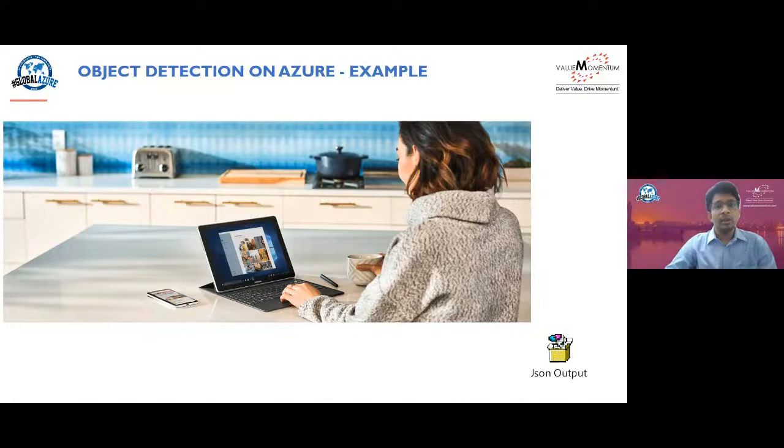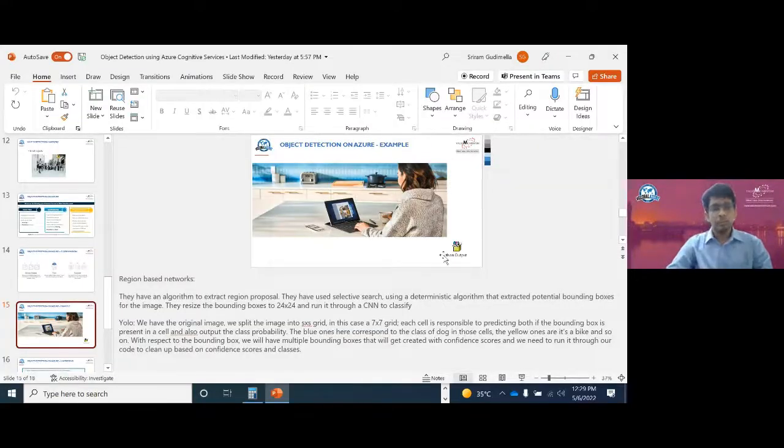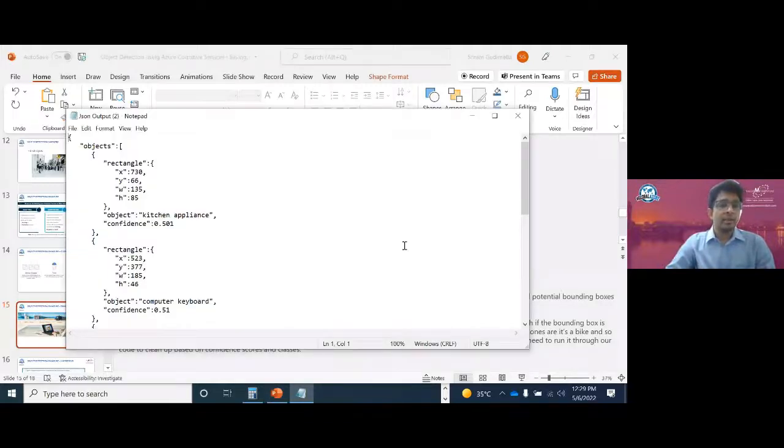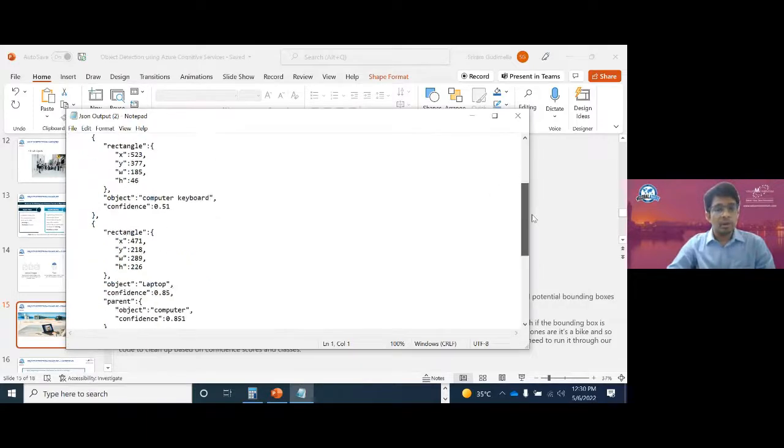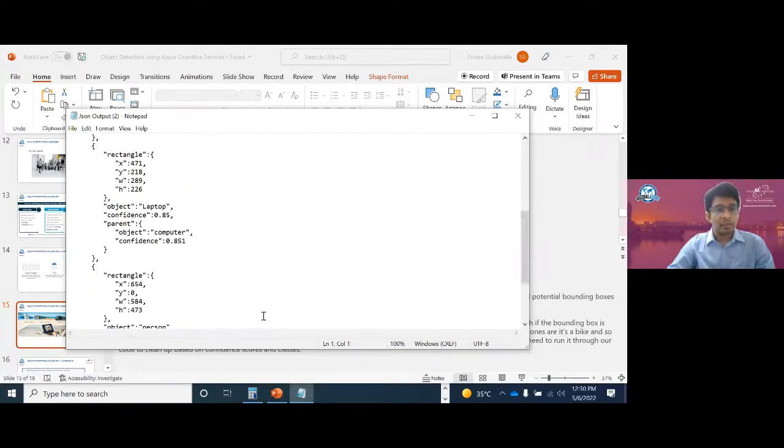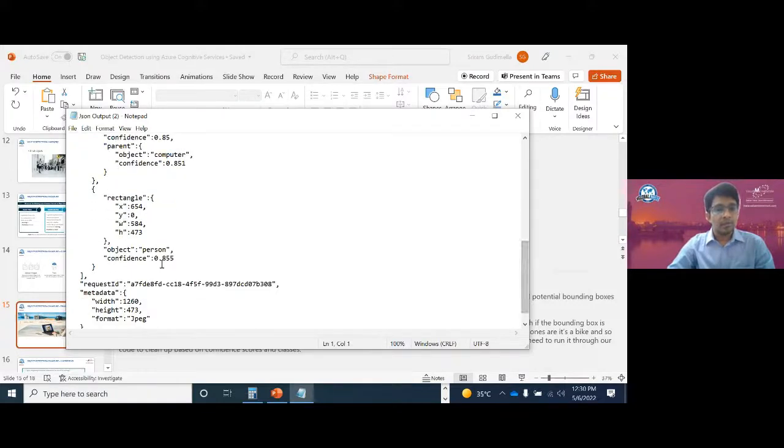And looking at object detection on Azure, if you take this image as an example, what you would get is something like, there is a kitchen utensil with a confidence score, and then you have X and Y coordinates, and the height and width of it. This is the second way of defining a bounding box. In the same way, you can have a computer keyboard with its confidence score and the corresponding bounding box, and then multiple other objects, such as a laptop, and a person at 85%, and things like that.